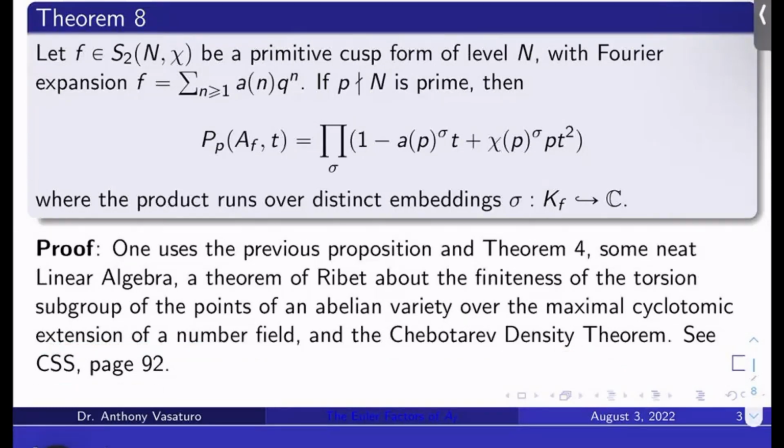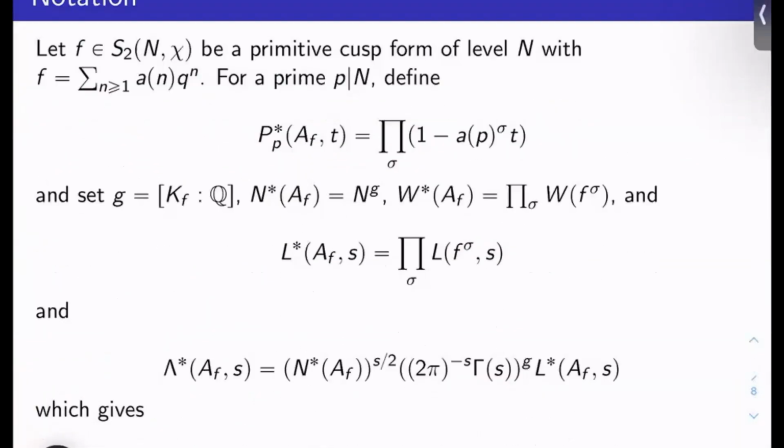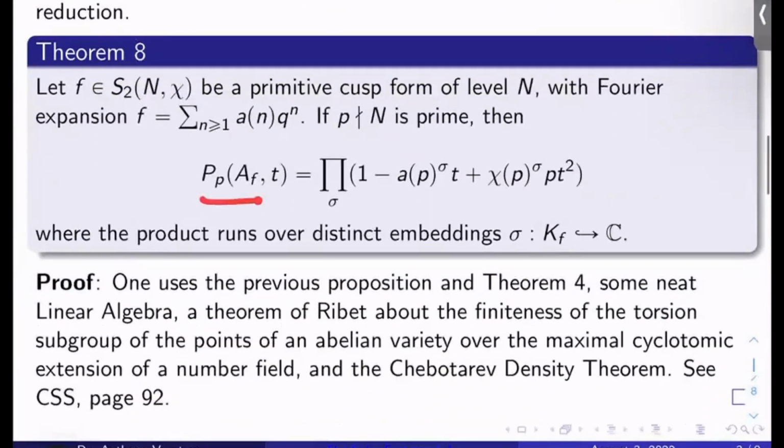Okay, so we have a formula for the local L function attached to A_F if F is a primitive form of level N at primes of good reduction. We already took care of primes p not dividing N, so the primes of good reduction. Let F be a primitive cusp form of level N in S_2(N, chi) with the usual Fourier expansion with coefficients a_n. Take a prime p now that does divide N. And let's define P star p of A_F, T to be the product over sigma of 1 minus sigma of a_p times T. So it's almost the same thing as P_p of A_F, T for primes p of good reduction, but we get rid of this last term here.